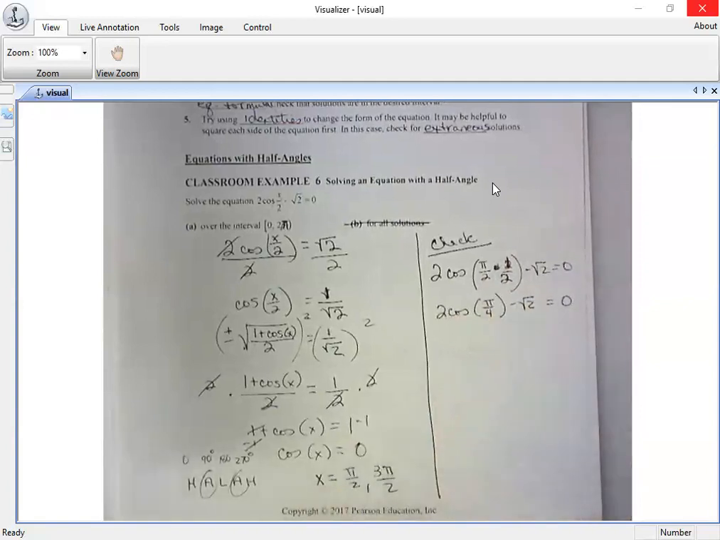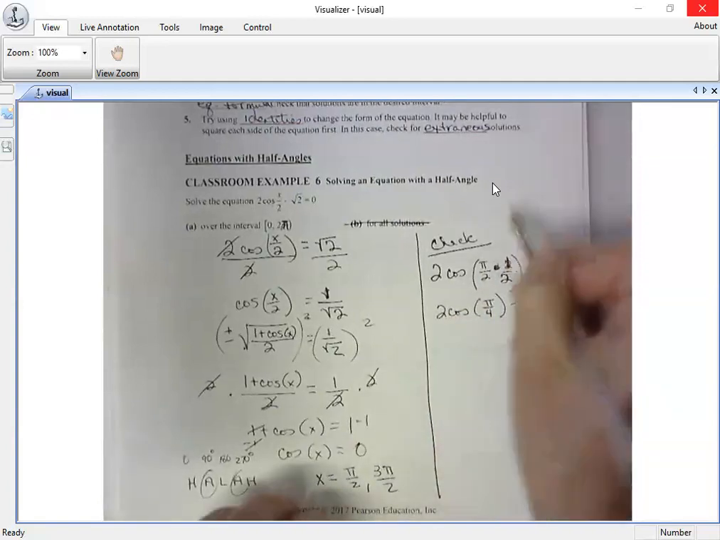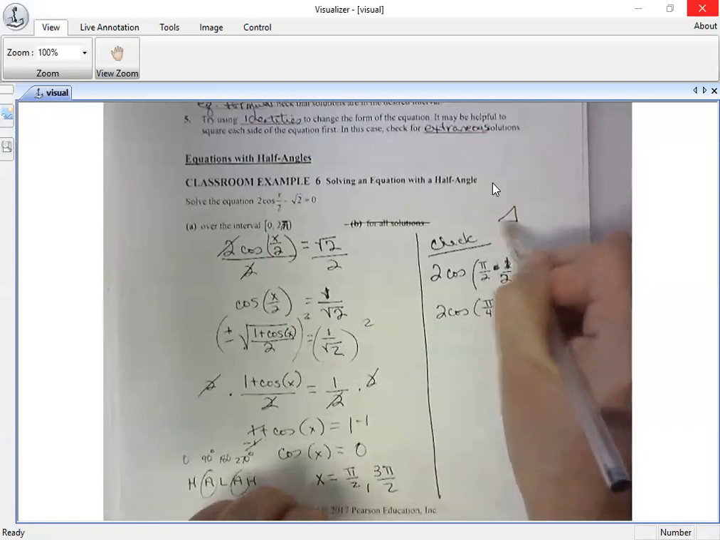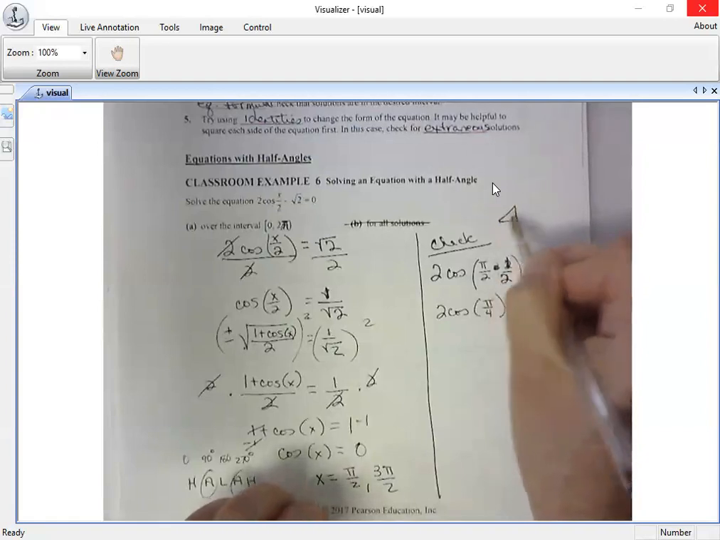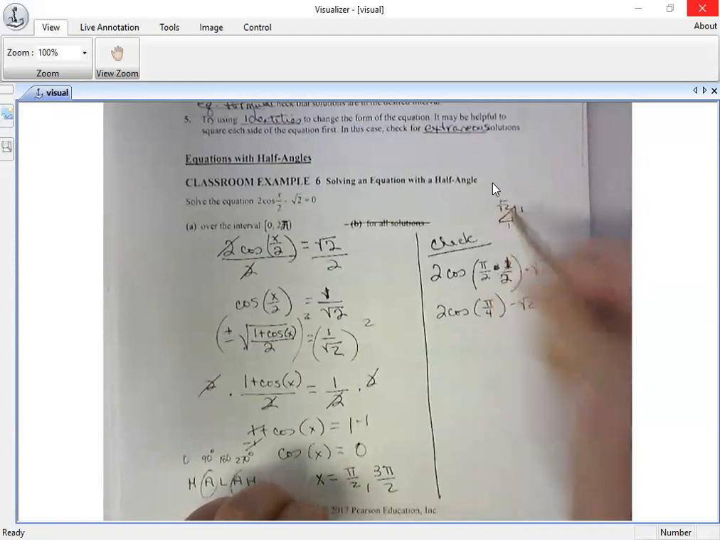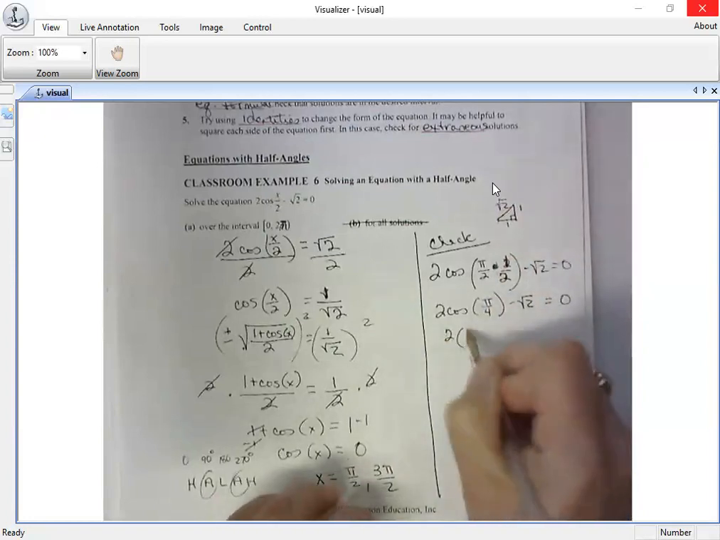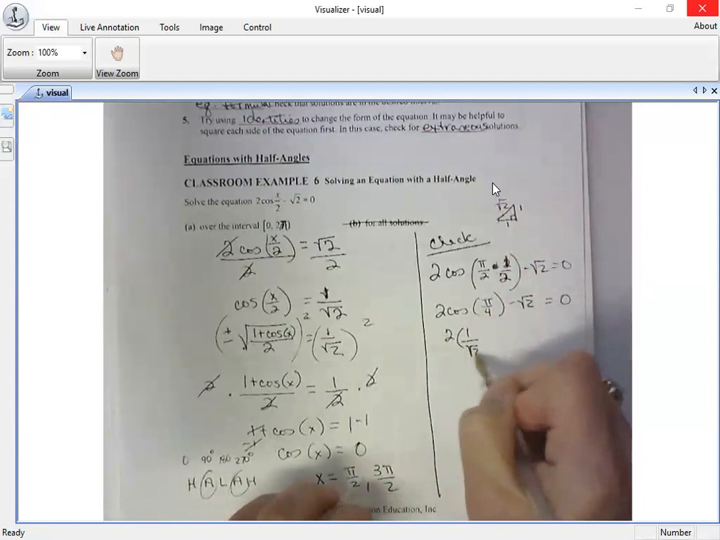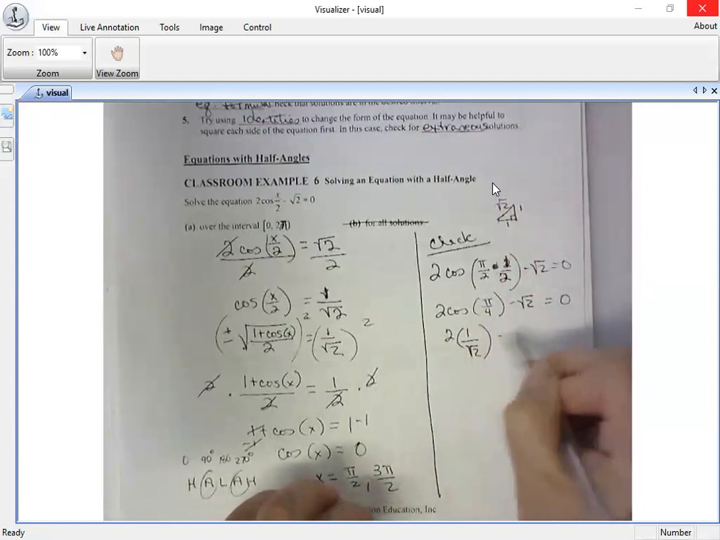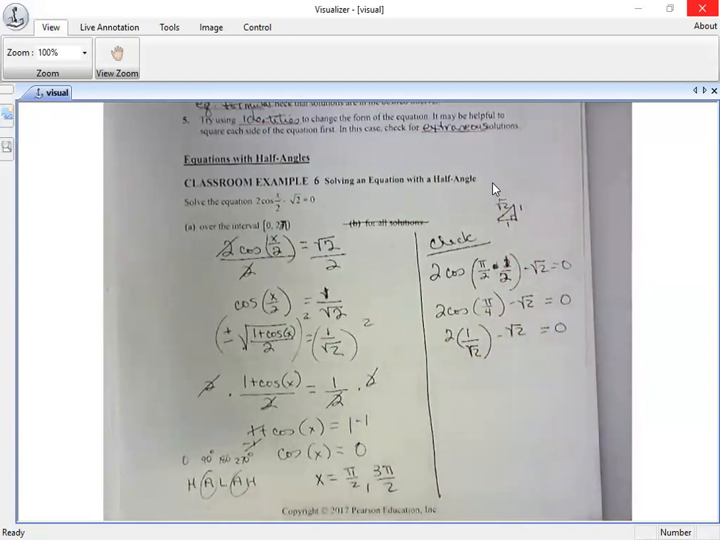Now, pi over 4 is one of my special triangles. That's a 45, 45, 90. So that's a 1, 1, square root of 2. What is the cosine in that triangle? It's going to be 1 over the square root of 2, right? I want to check and see if this thing is true.